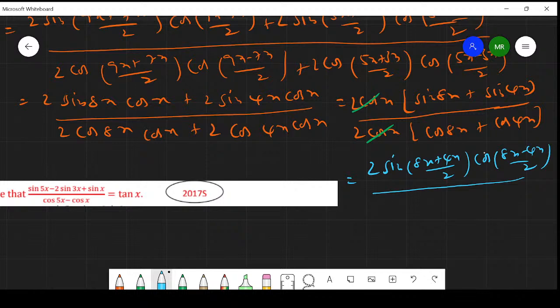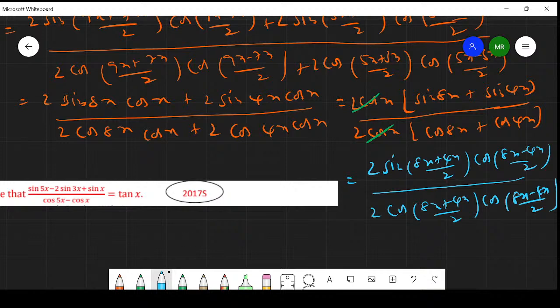For cos c plus cos d, it is 2 cos of (c plus d) by 2, which is (8x plus 4x) by 2, into cos of (8x minus 4x) by 2. But you can see this is minus 4x. Don't confuse this. Please try to understand, cos of (8x minus 4x) by 2.